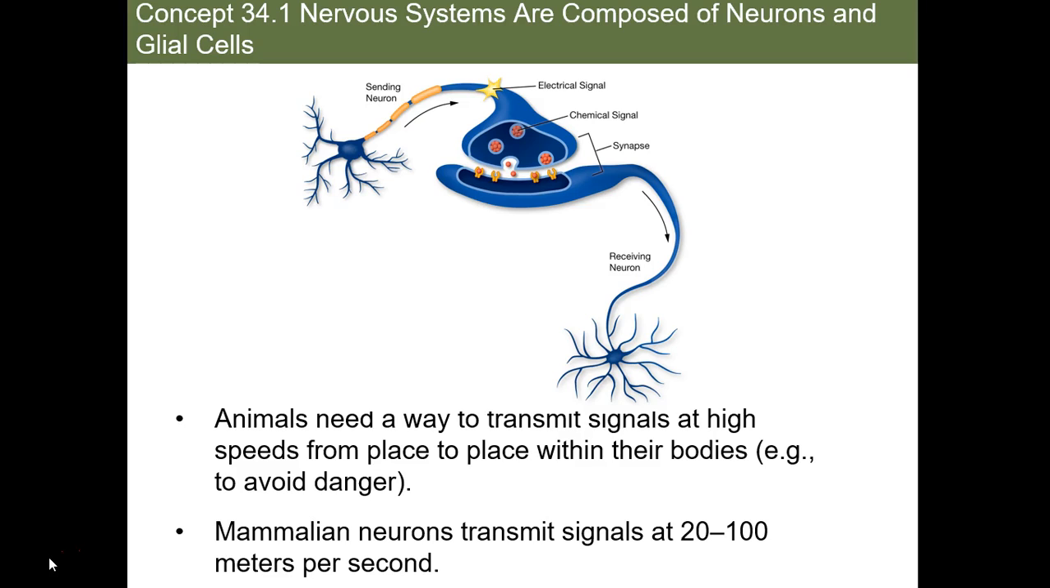Animals need a way to transmit signals within their bodies at high speeds. This is where neurons come in. Neurons can transmit signals from 20 to 100 meters per second.